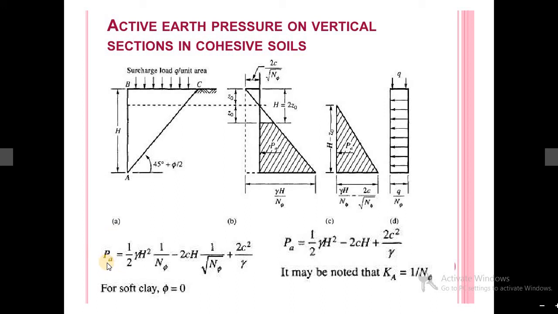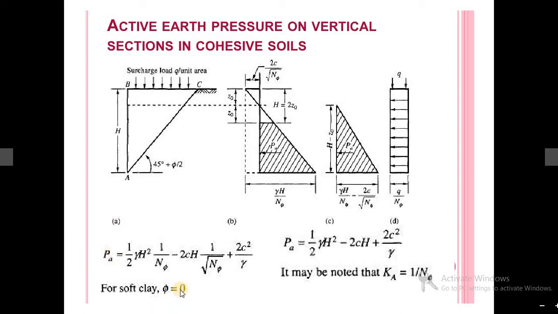So accordingly, we can compute this sigma 3 based on the 1/2 gamma h square 1 upon Nφ. Nφ is the parameter which is tan square alpha, where alpha is equal to 45 plus φ by 2. So based on this particular equation, our interest is to find out this Pa.